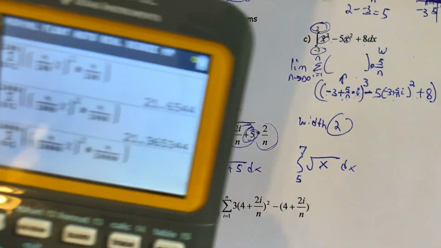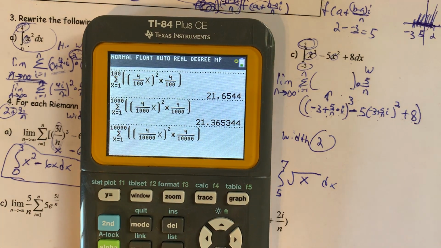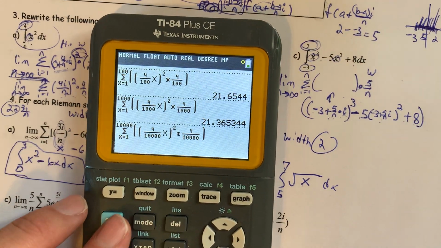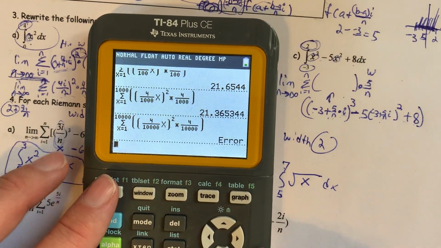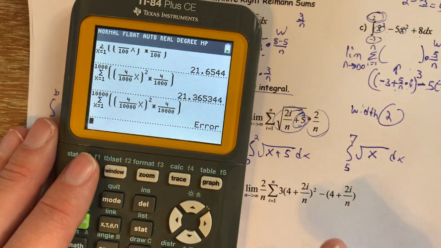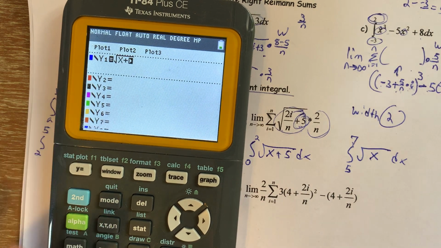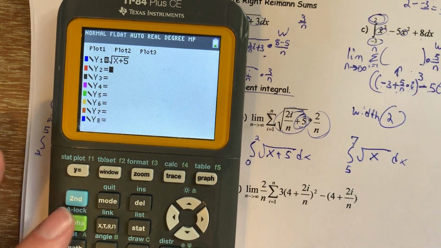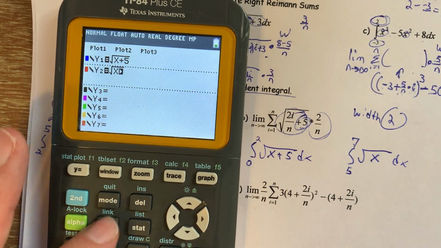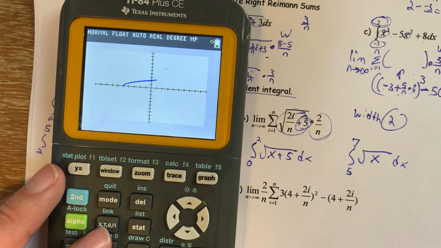And oh man, the calculator still, I don't really want to interrupt the calculator, but I'm going to. So it turns out infinite sums, the calculator has a hard time finishing. So I'm just going to quit and break it because I want to show you instead something that it can do kind of quickly. Let's look at square root of x plus 5 and square root of x. And we're going to graph it. And here's square root of x plus 5.